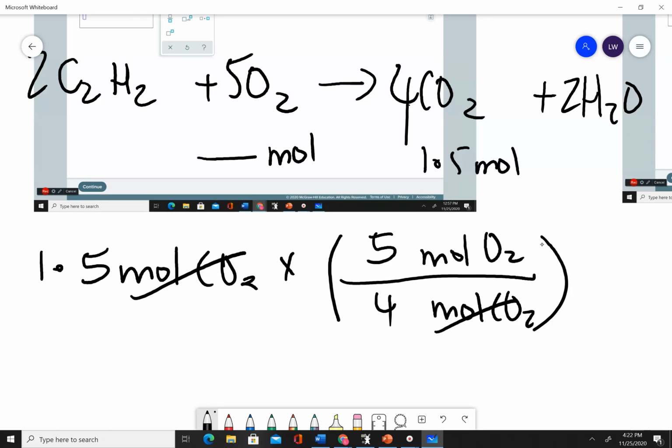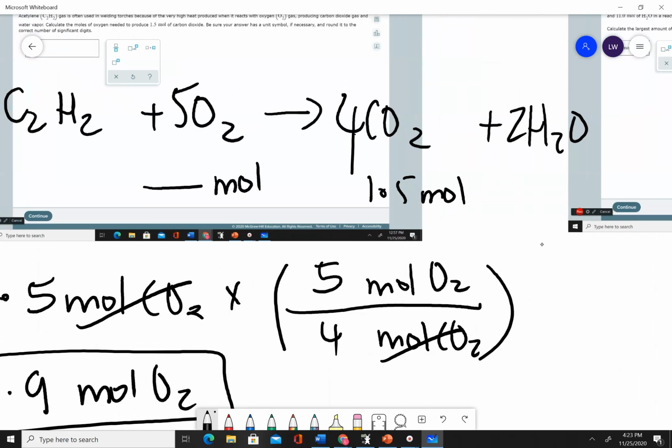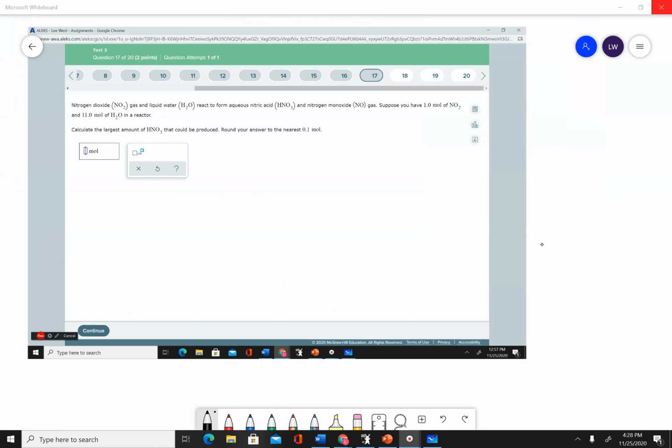So 1.5 times 5 on 4 ends up being 1.875. We want 2 sig figs here, so I'm going to round that off: 1.9 mole of O2. There we go. Not too bad. So converting from moles of one thing into moles of another, you always just multiply by your mole ratio. Okay, so moving on to the next problem, it's a similar kind of scenario.